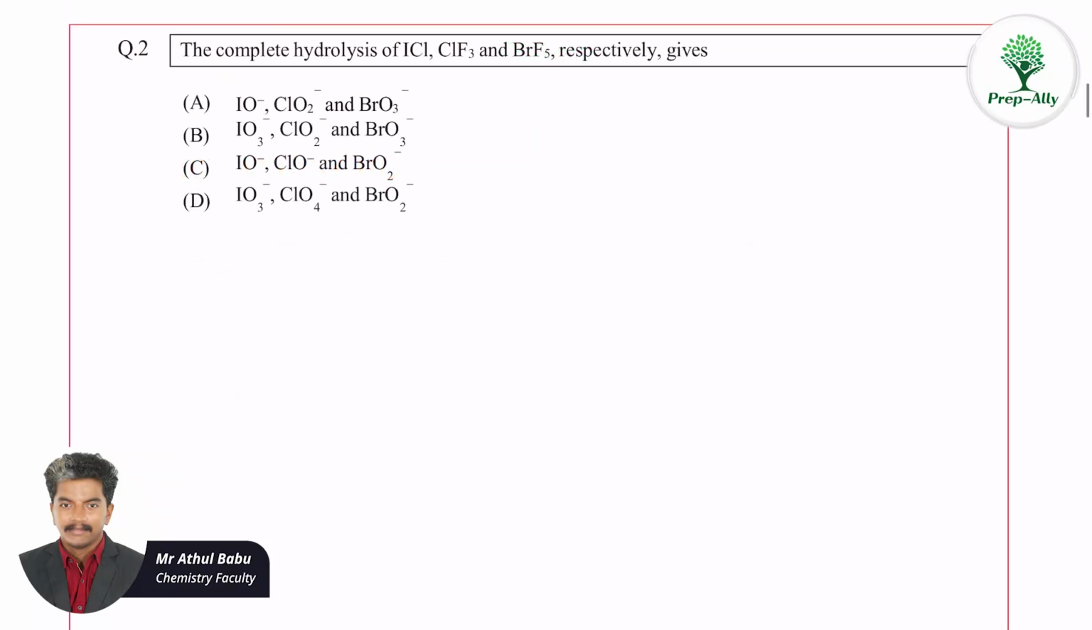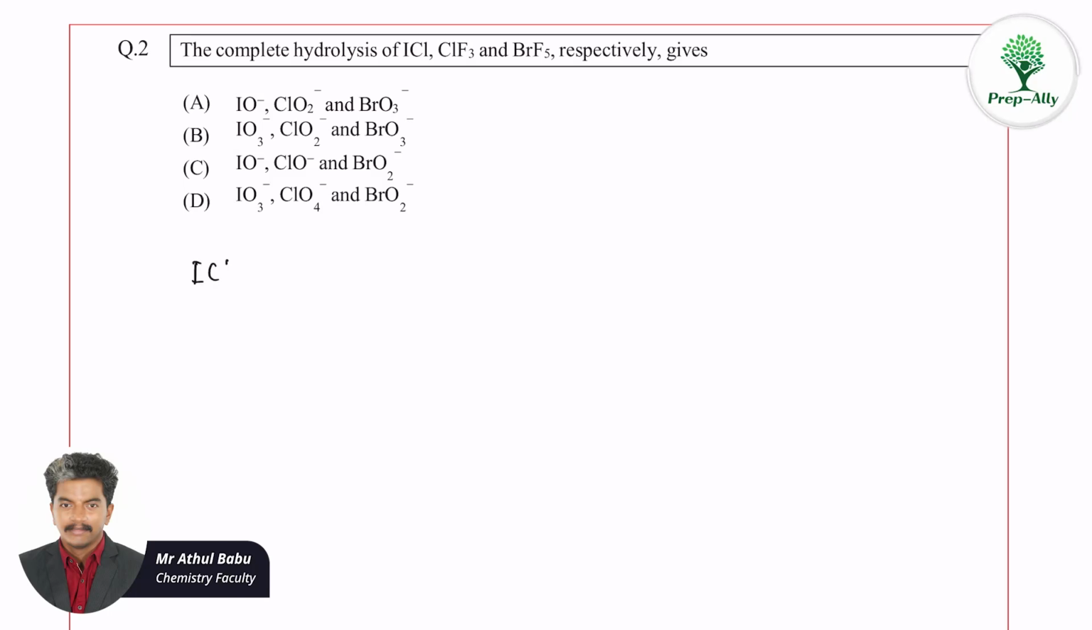So in this question, we need to discuss the hydrolysis of ICl, ClF3 and BrF5. So whenever this fluorine end is there, they will generally be giving their corresponding halogen acids. Whenever you have two halogens in a particular compound, the more electronegative atom will be forming the corresponding halogen acid. That is the one thing which you need to remember here.